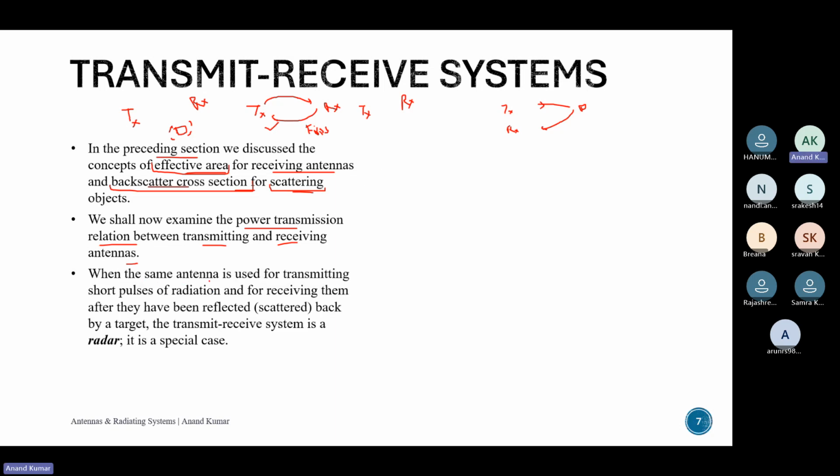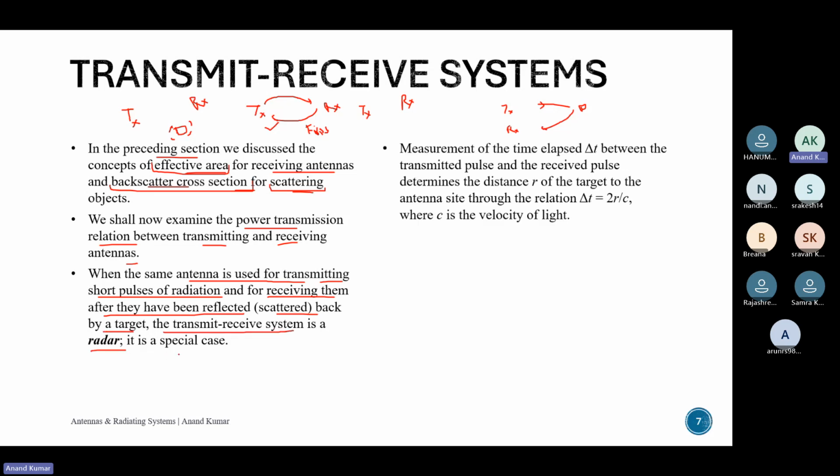So when we use the same antenna for transmitting short pulses of radiation and then for receiving them after they have been reflected, scattered back by a target, the transmit receive system is a radar. It is a special case, and the measurement of the time elapsed between the transmitted pulse and the received pulse determines the distance r of the target.